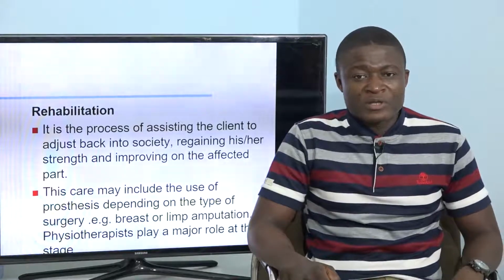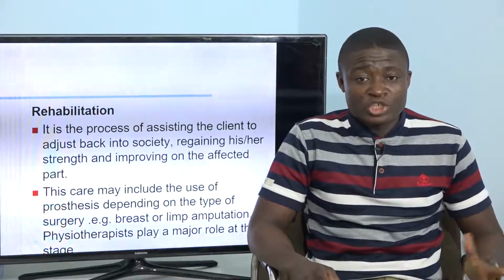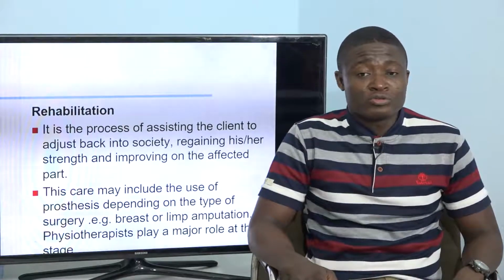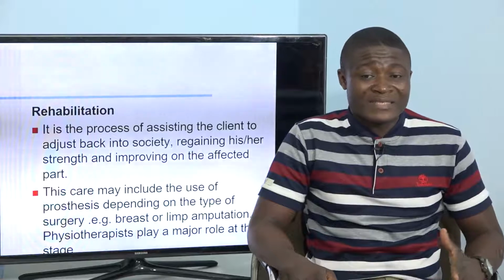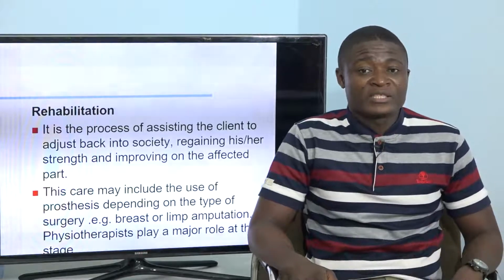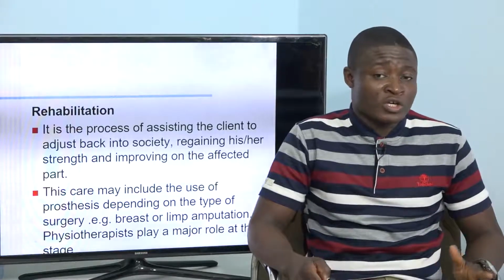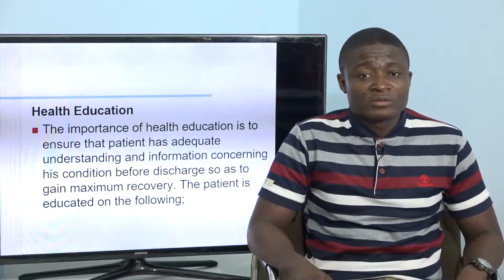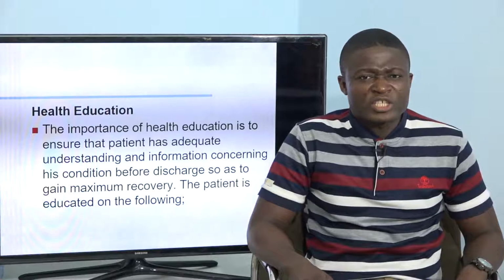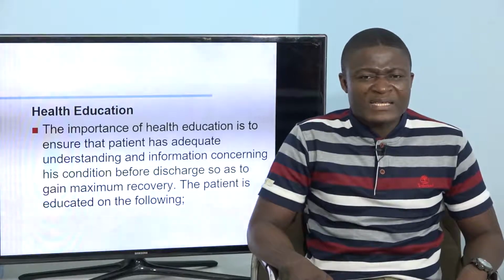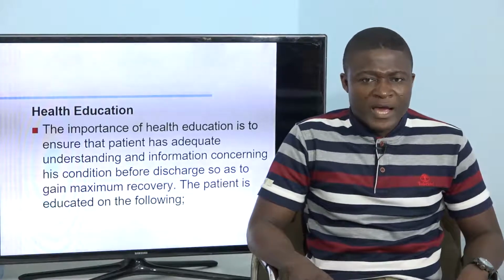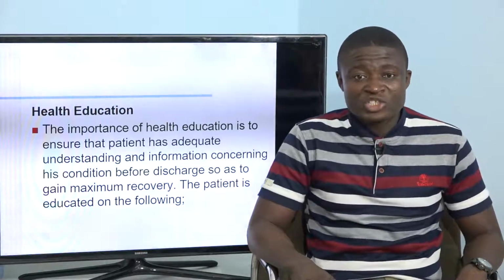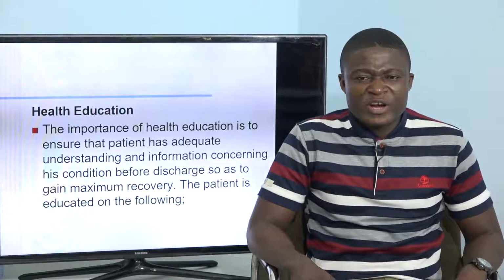Another example is breast amputation. If you have a breast amputation done for you, we could put an artificial prosthesis or breast there in order to make you look normal. Health education. The importance of health education is to ensure that the patient has adequate understanding and information concerning his condition before discharge so as to gain maximum recovery.